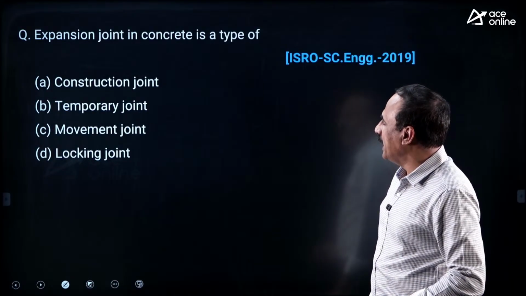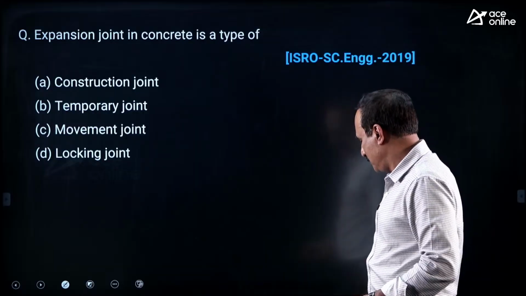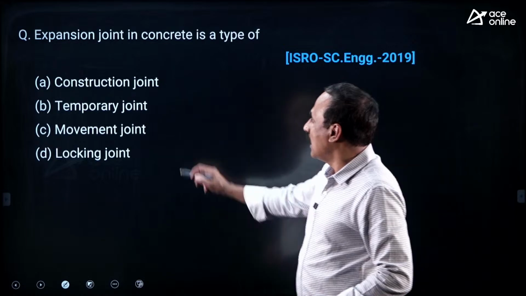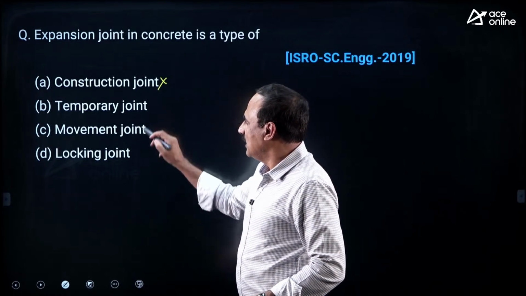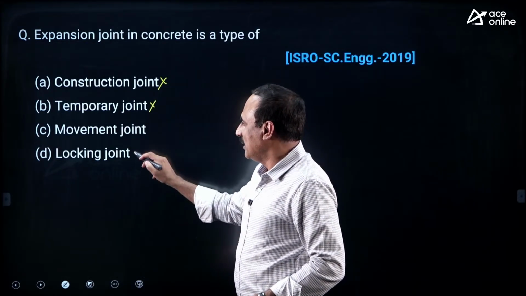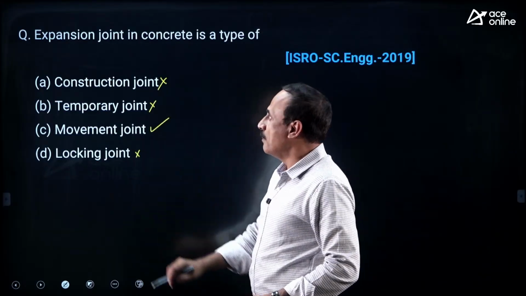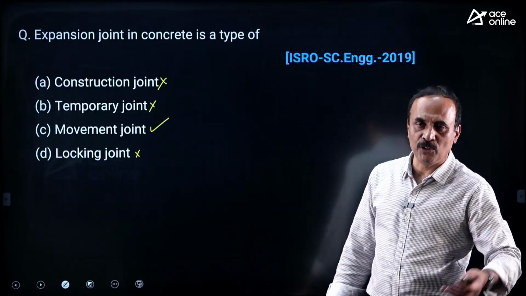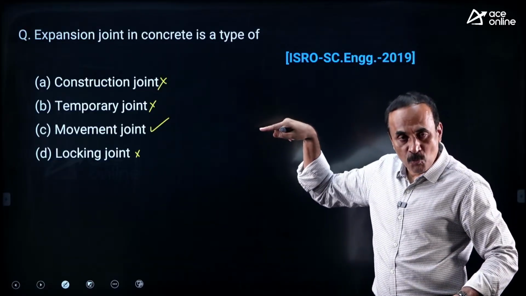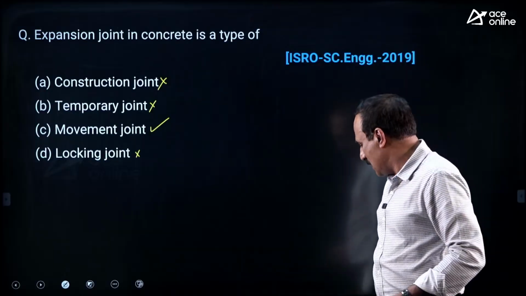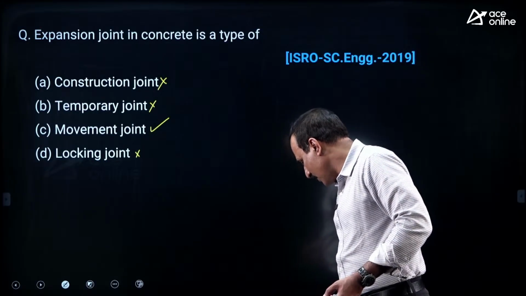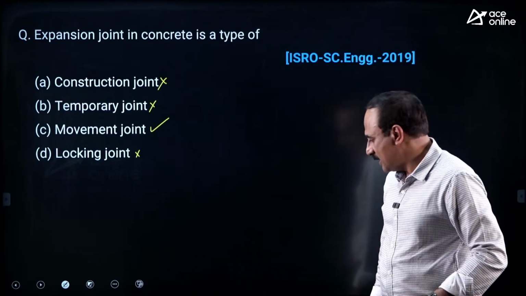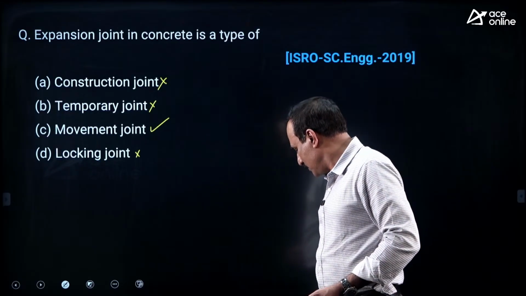See this question. Expansion joints in concrete is a type of. Answer, Vicky. It is not a construction joint. It is not a temporary joint. It is not a locking joint. It allows the movement of the two pavements. Because of expansion and contraction due to temperature, we require movement at the expansion joints. So, answer is option C. Meghna, you are correct. Yes, yes, yes, perfect. Very fine.